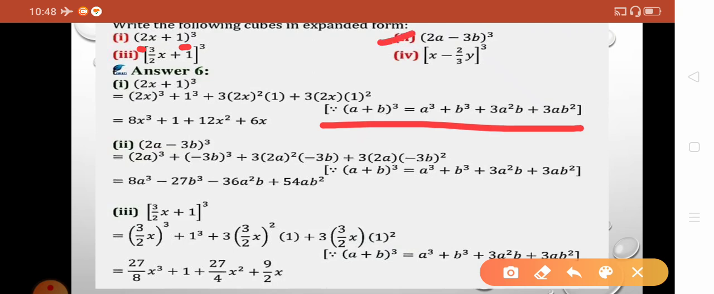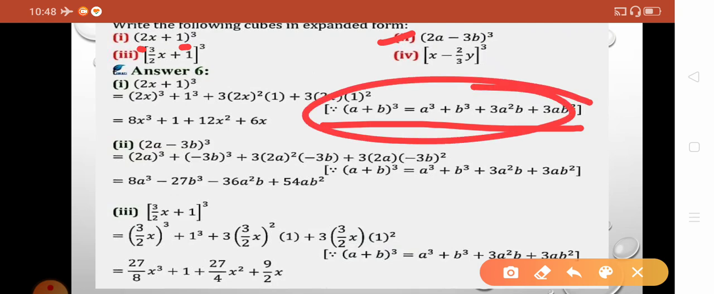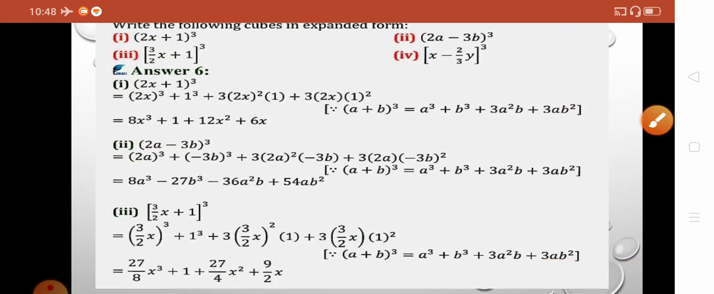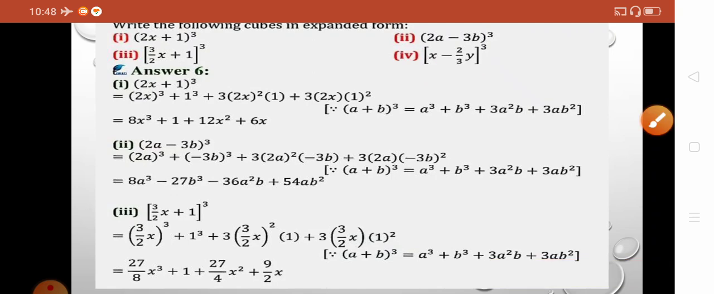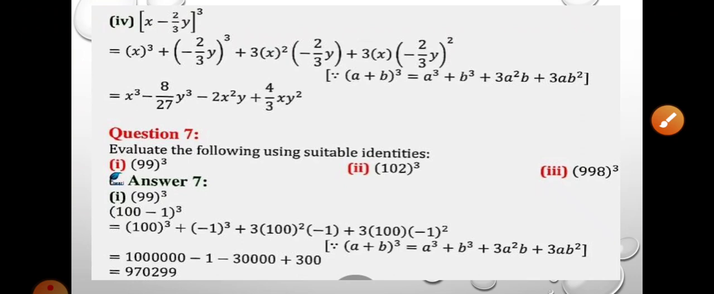In the second part, the value of a is 2a and the value of b is minus 3b. Simply put the values in the given formula and you will get your answer. In the third part, 3 by 2x is the value of a and 1 is the value of b. You will put them in the given equation and you will get the answer. In the fourth part also you are given the value of a as x and the value of b as minus 2 by 3y. You can easily put the values and you will get your answer. Do practice it by yourself.